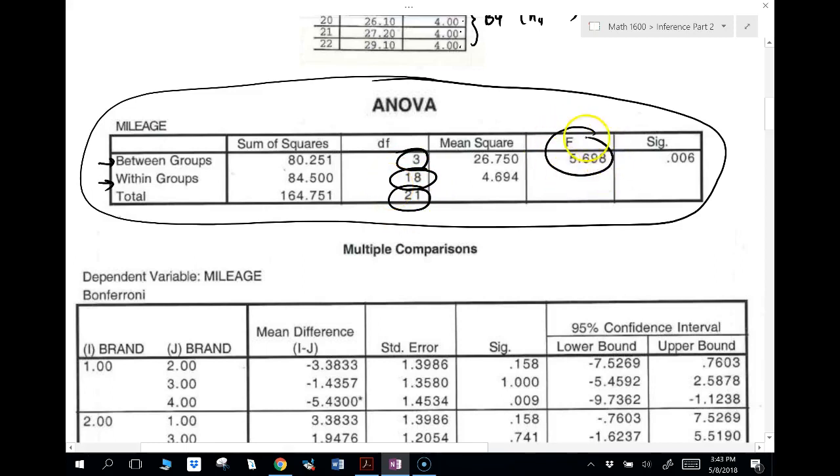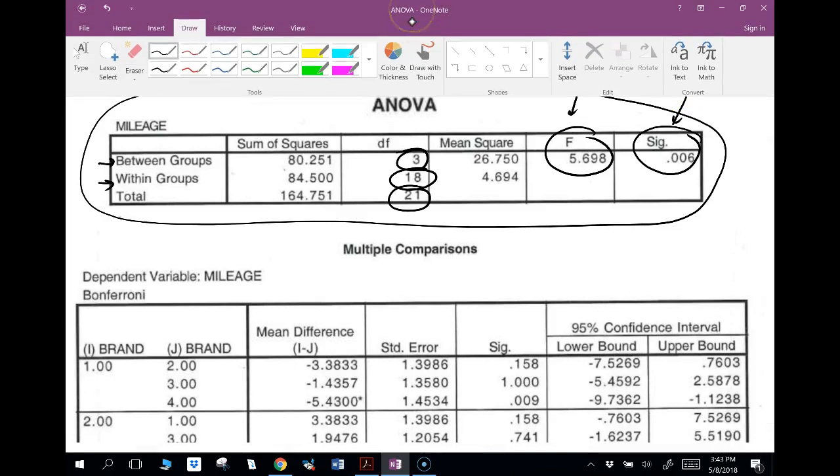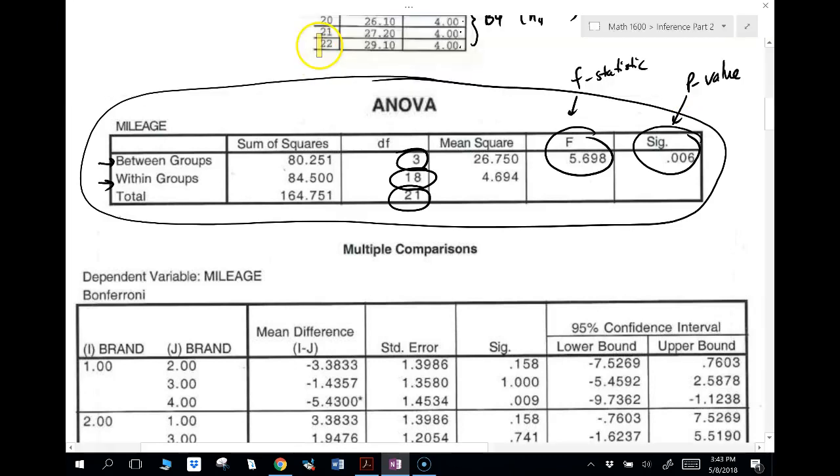Here's our F statistic. And here where it says sig, this is our p-value. So these really are the things that we're going to be using. You really don't need much more from there. So I'll pause if you want to take a picture of that.